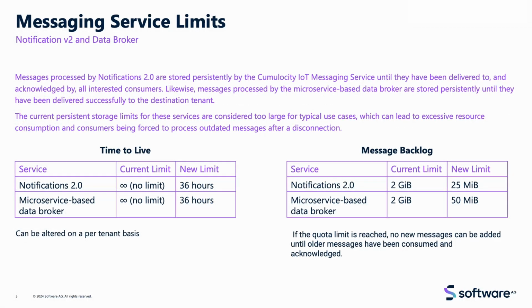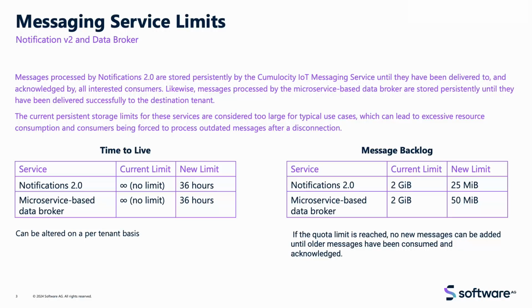The next thing I'd like to touch on is around the messaging service. This is relatively new to the platform, and up until now we haven't imposed any limits on the underlying infrastructure it uses. What we would now like to do is do that. We have analysed the use of the messaging service by the Notification v2 API as well as the data broker, and have imposed some limits to actually make sure that tenants don't get into trouble with either a badly behaved consumer or indeed publisher. So, time to live.